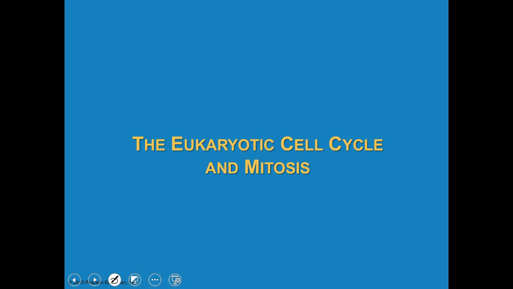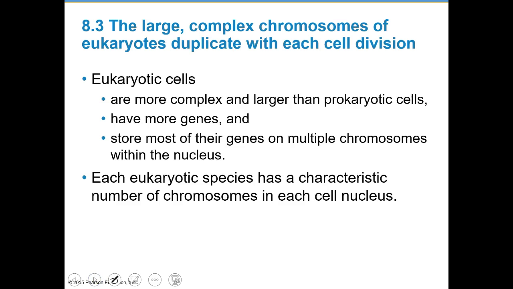The eukaryotic cell cycle and mitosis, that's what we're looking at here. Eukaryotic cells are a lot more complex and larger than prokaryotic cells. Hopefully we've discovered that. If you don't know that difference, let's chat about it. Come by and see me during tutoring. Let's figure that out. But eukaryotes are much more complex.